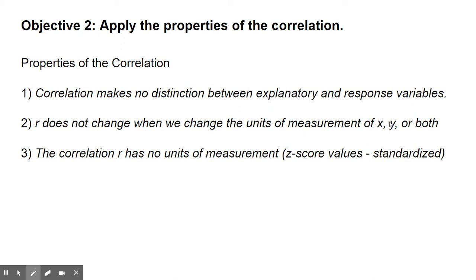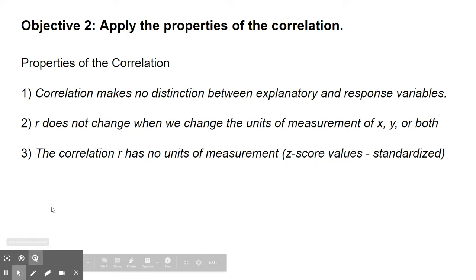And then lastly, the correlation R has no units of measurement. And again, I emphasize this idea of z-scores, right? They're z-scores, they're standardized. They are no longer in their own unit world. They are unitless. So let's see how we can apply these 3 properties.